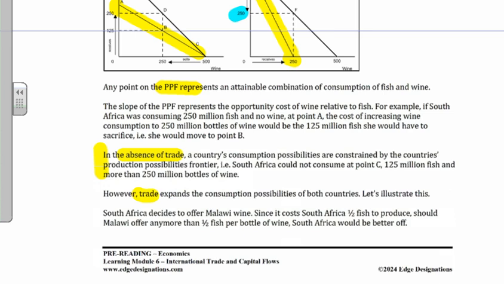Trade expands the... Okay, South Africa decides now, let's say South Africa, listen, I'm going to offer wine to Malawi because it only costs South Africa half a fish. They have got a comparative advantage in that area. Now, if Malawi offers any more than half a fish per bottle of wine, then South Africa is going to be better off because that's what it costs them to produce.